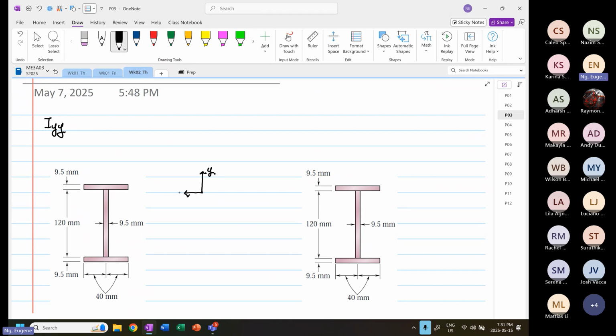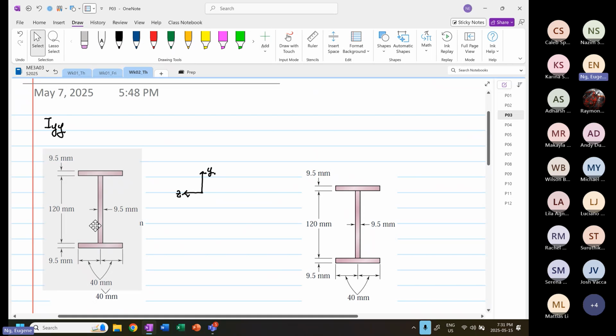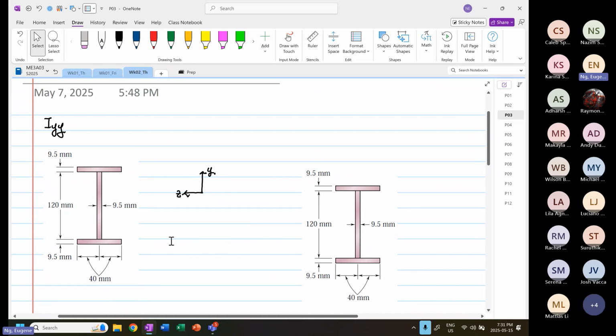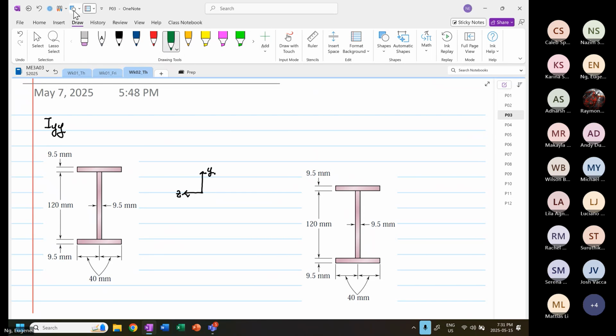This is our Y, and this is our Z. So we are going to focus on IYY. IYY means second moment of area about the YY axis. So I'm going to draw the green line, which is our axis of interest. So this is our YY line.